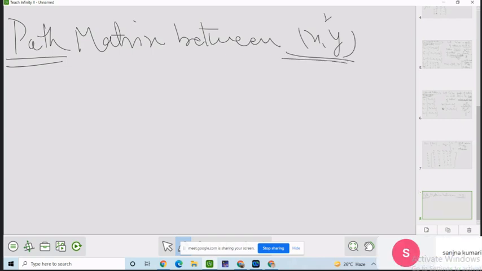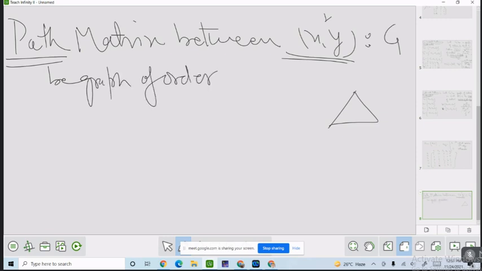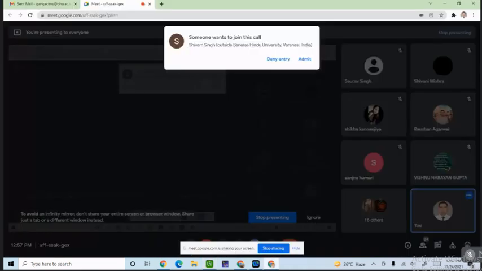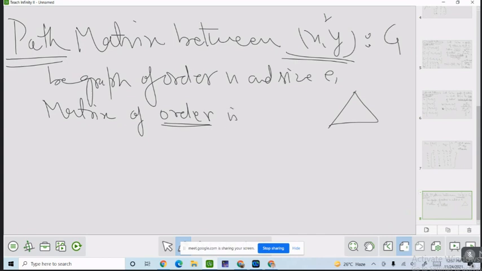So what will we do? Let G be a graph of order n and size e, matrix of order. So what is the order here? The order of the matrix is the number of paths between x and y. Whatever paths there are between x and y, you can calculate, cross e, the number of edges.